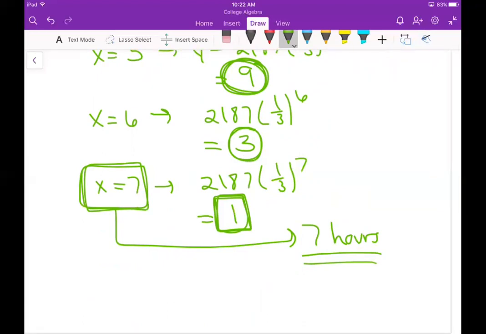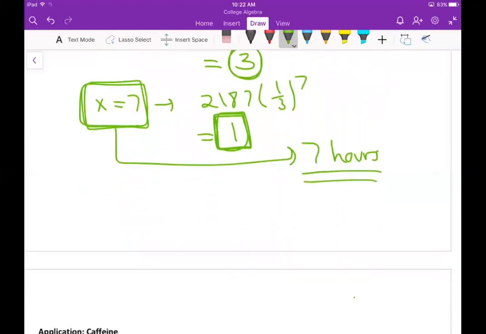Okay, so again, decay just tends to be trickier. You always want to think about what that y value is and relate that to the decay, the way that decay is being given to you in context.